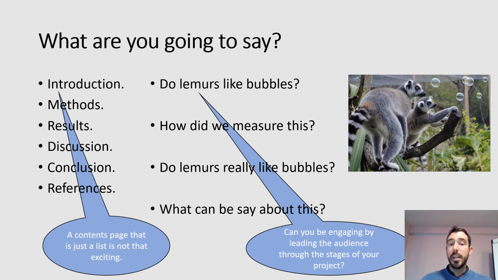You could then think about, how do we measure whether or not lemurs like bubbles? We then can present our results and say whether or not we've actually found that lemurs do enjoy having bubbles in their enclosure. And then we can talk about the wider application. So what can be said about these research findings? So be engaging to your audience. Lead your audience through the different stages of your project rather than simply listing introduction is followed by methods is followed by results, and so on and so forth.